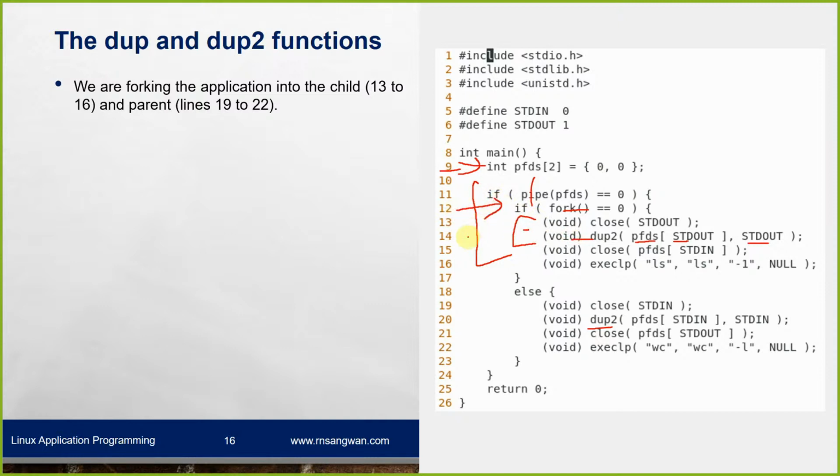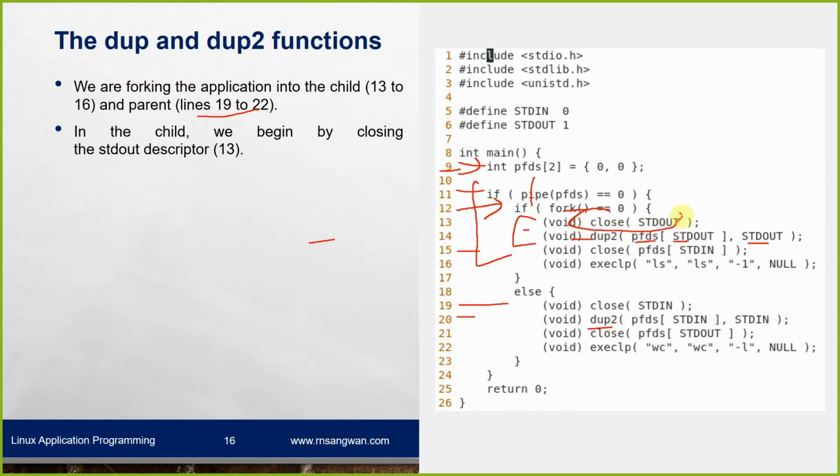Starting at line 12 to 15 to be precise, and in the parent, line number 19 to 20, that is here 19 to 20. In the child, we begin by closing the standard output file descriptor, that is line number 13. We close this standard output file descriptor.